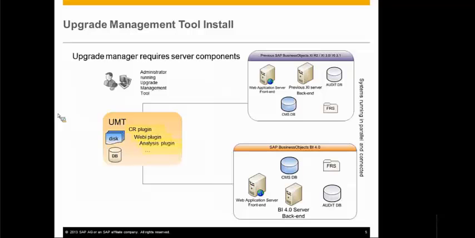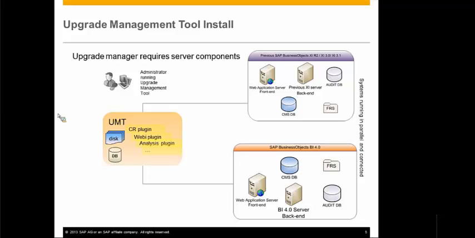So as I mentioned before, the UMT tool or the Upgrade Management Tool is something that you install as part of the server installation. And if you're not familiar with this tool, it's used to migrate content from an older Business Objects environment to BI 4.1. So for example, if you're upgrading from XI 3.1 to BI 4.1, you will use the UMT tool to move your content from XI 3.1 to BI 4.